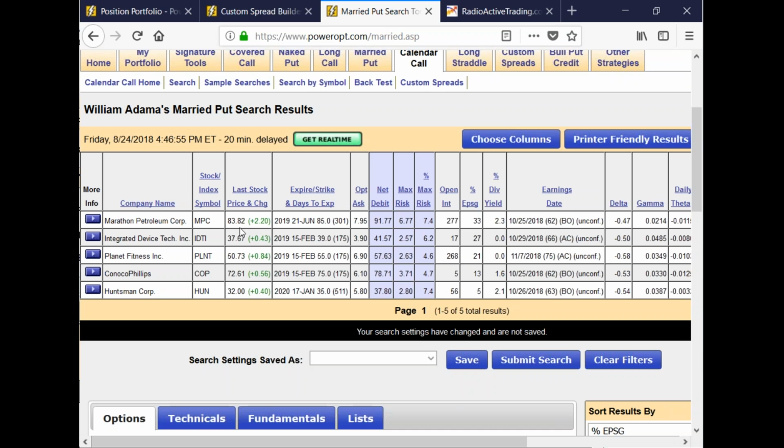So I would be able to open 5 married puts right now, and Marathon would be questionable based on the positions I have open and the capital I have available to trade. But Planet Fitness, which was a really successful trade for me last year, IDTI, Huntsman Corp, and ConocoPhillips would be the positions I'd be interested in. Of those 4 or 5, all of them are within my maximum risk range. If there's a 52.50 put on Planet Fitness, I might be more interested in that than the 55. But in any case, all of these are within my risk threshold.